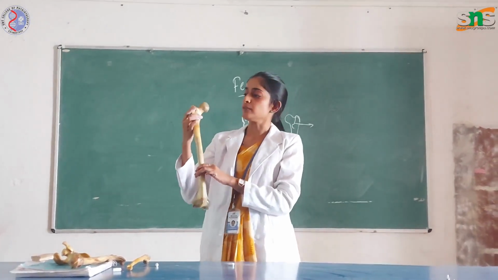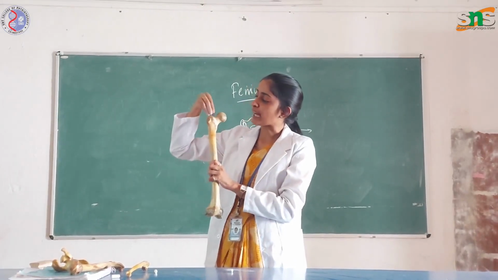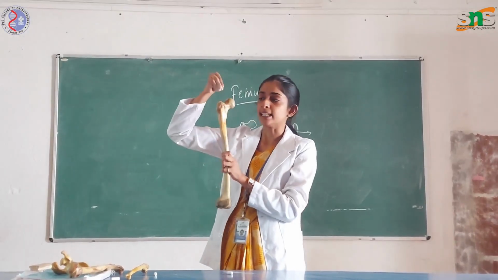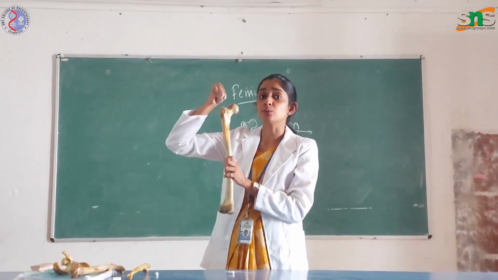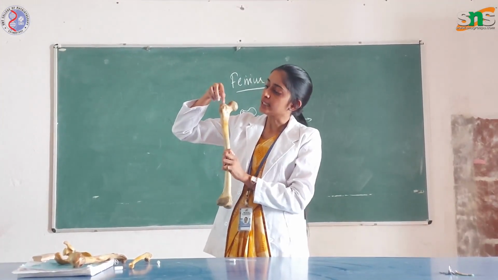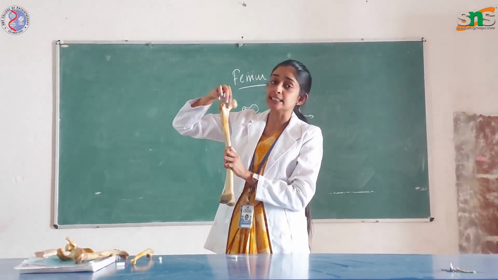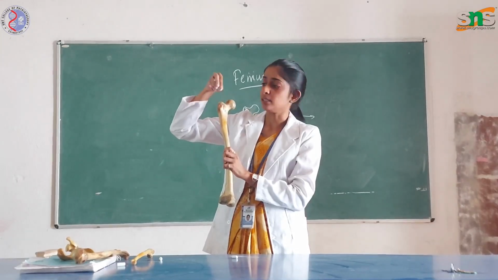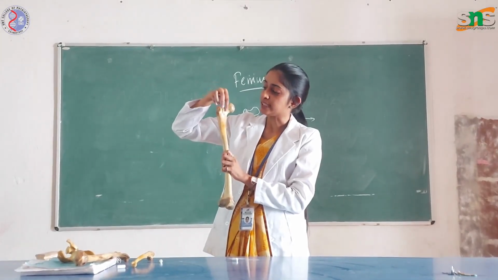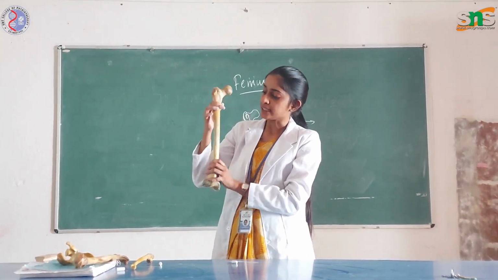Here is the medial aspect, and over the lateral aspect there is a tubercle that is called the greater trochanter. And you can see here there is a line. This line is called the intertrochanteric line. This is the greater trochanter, and this line is called the intertrochanteric line, and this is the shaft of the femur.